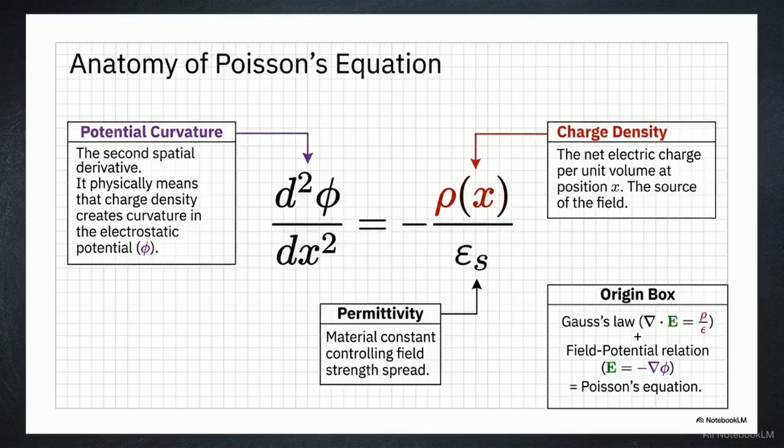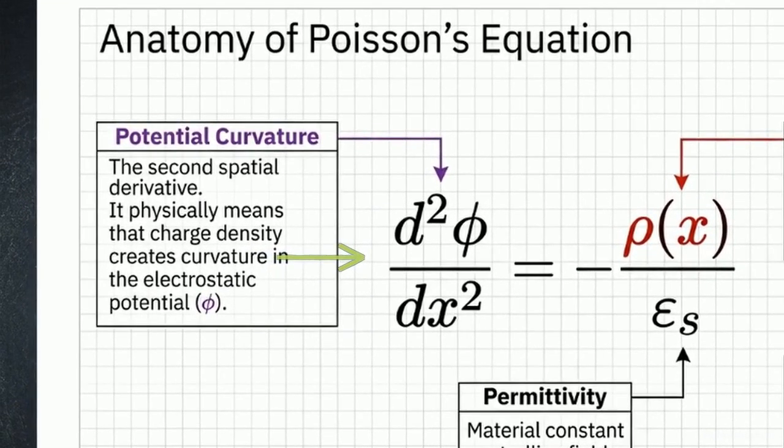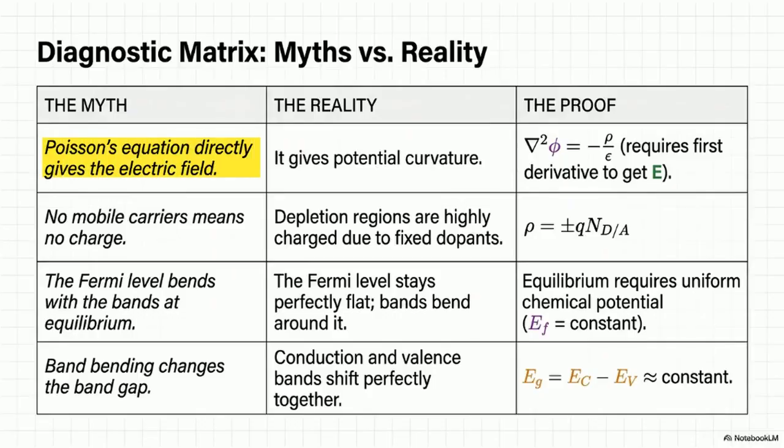We can break down the one-dimensional version of Poisson's equation to see its physical meaning. On the left, we find the second spatial derivative of the electrostatic potential. A second derivative represents curvature. In this context, it tells us that charge density creates curvature in the potential landscape rather than a straight slope. This clarifies a common misconception. Poisson's equation provides potential curvature, not the electric field. To find the field, you must take the first derivative.